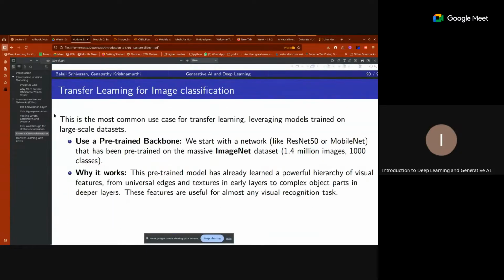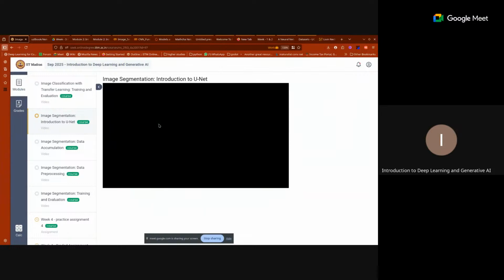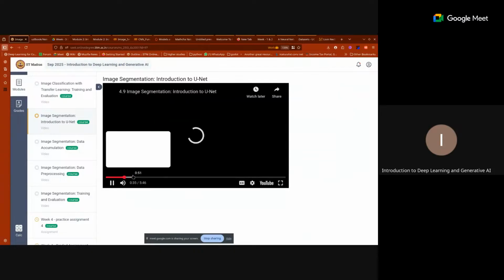I think that is discussed in week 4 as well, in the introduction. Mostly this kind of architecture is used in image segmentation tasks. Get the picture.